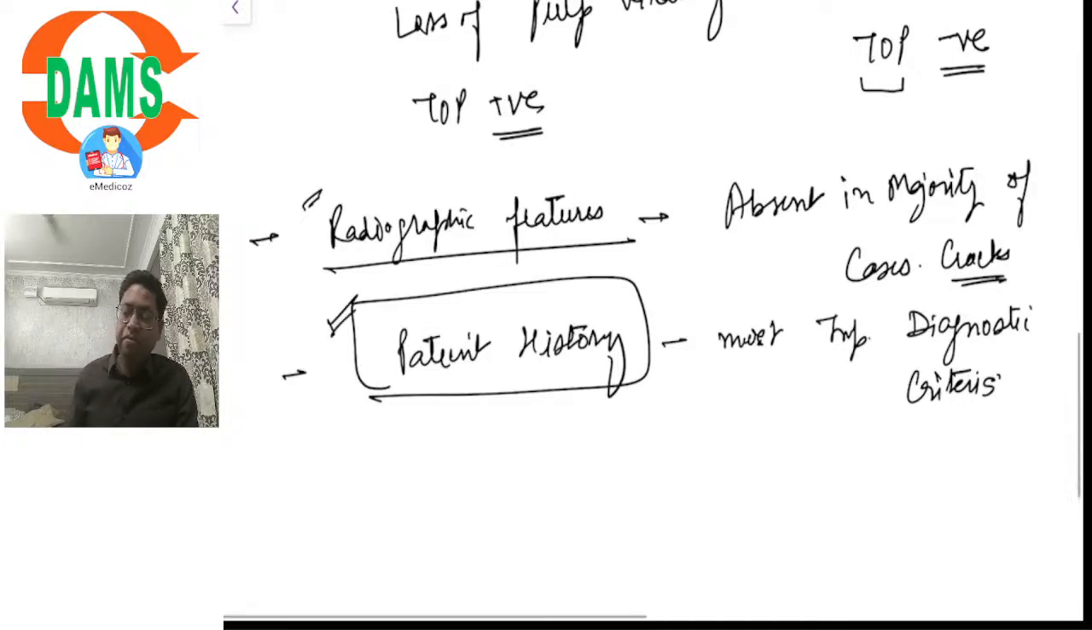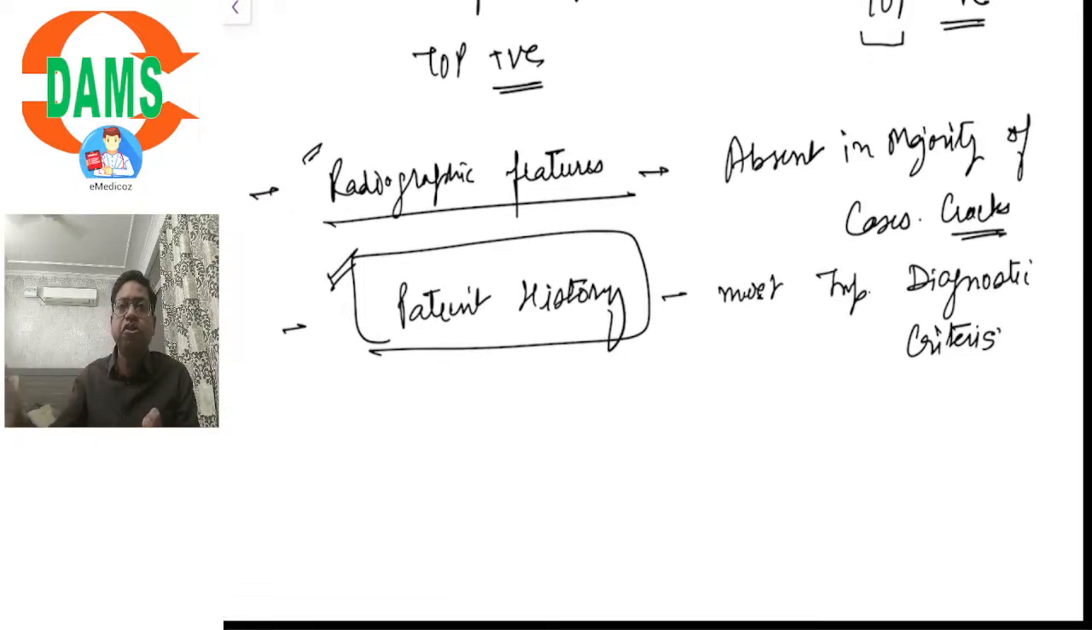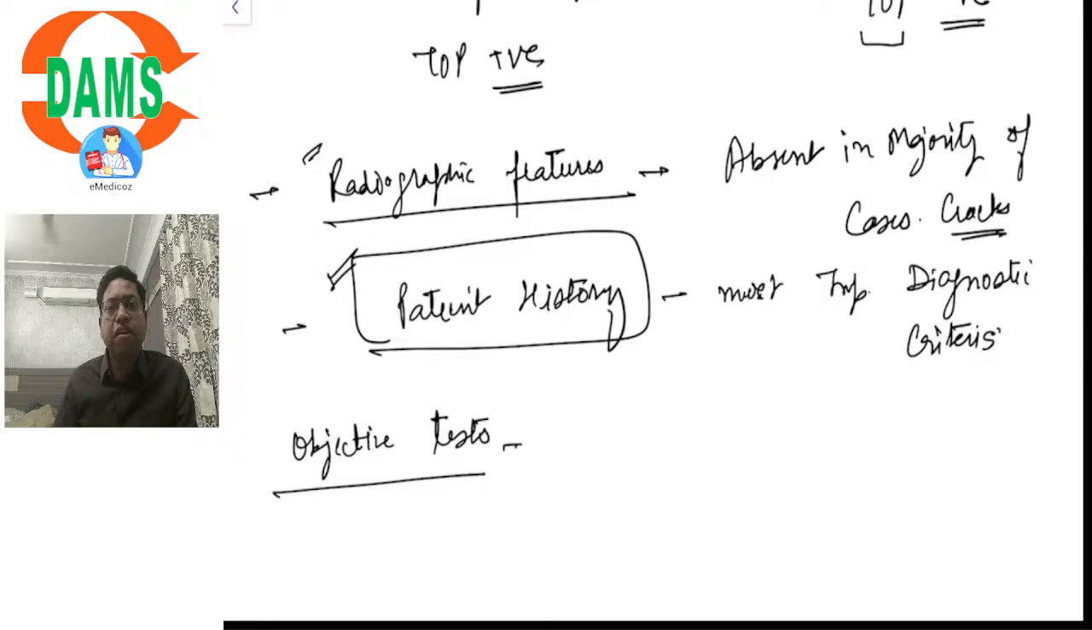What are the other things? Suppose the patient history gives you a suspicion of a crack in the cusp or the tooth. Then we have to perform certain objective tests. Patient history is the subjective thing. Then the objective tests which are performed are staining and transillumination.